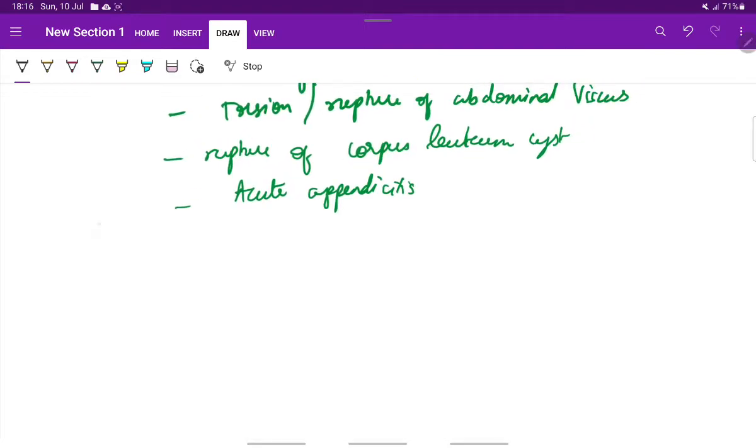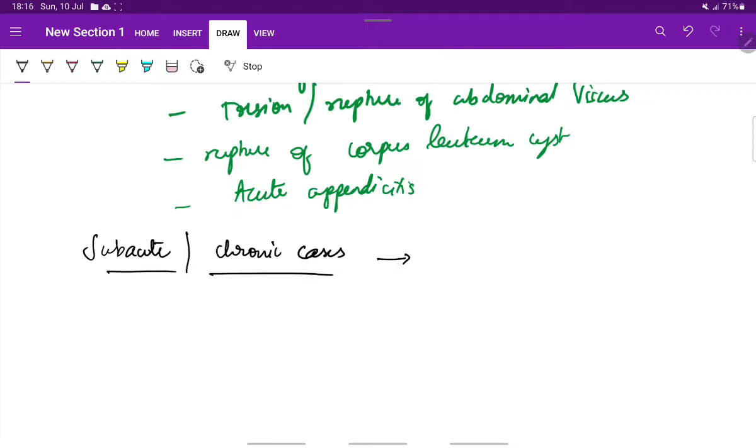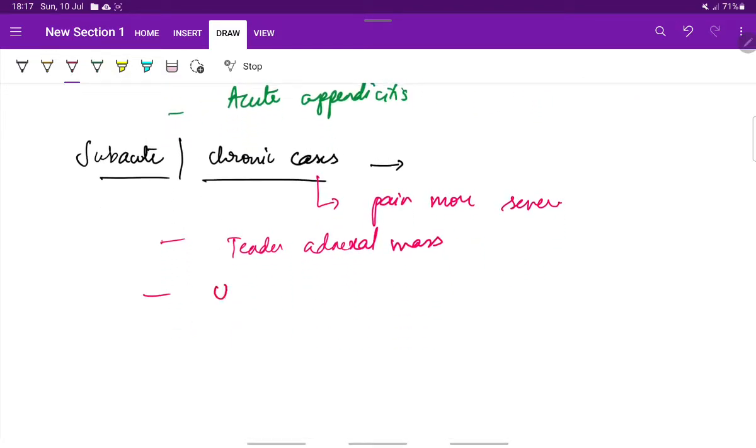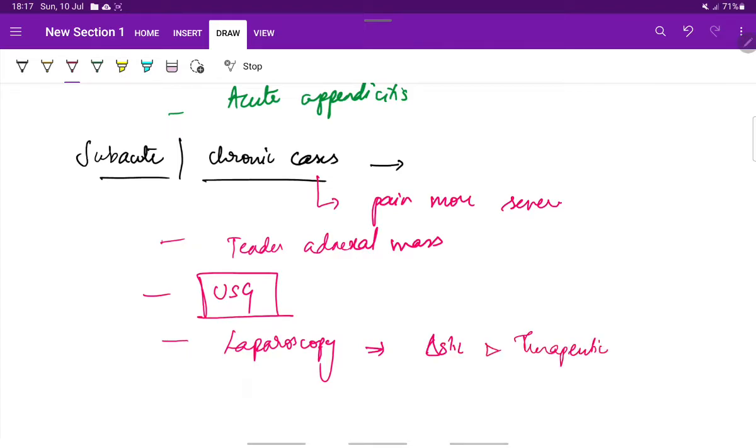And in case of subacute or chronic cases, there will be a history of amenorrhea with attacks of abdominal pain and bleeding. So, they may suggest threatened abortion, but here in case of ectopic pregnancy the pain will be more severe. And on palpation there will be a tender adnexal mass and diagnosis will be based on ultrasound. And in some patients laparoscopy could be both diagnostic and therapeutic. These are all the clinical features, that is the signs and symptoms of ectopic pregnancy.